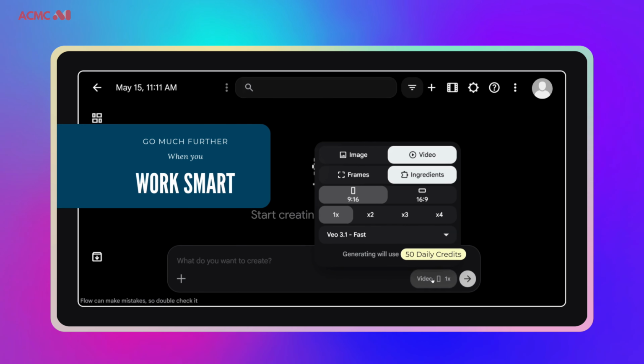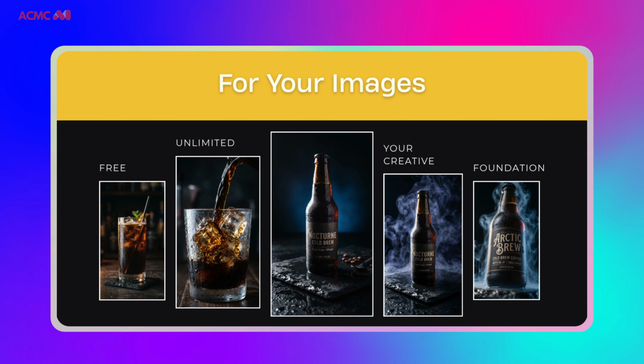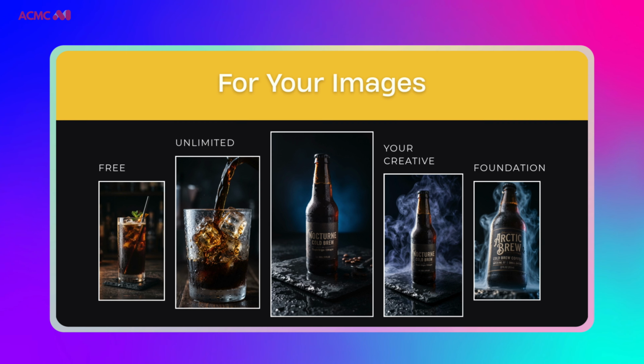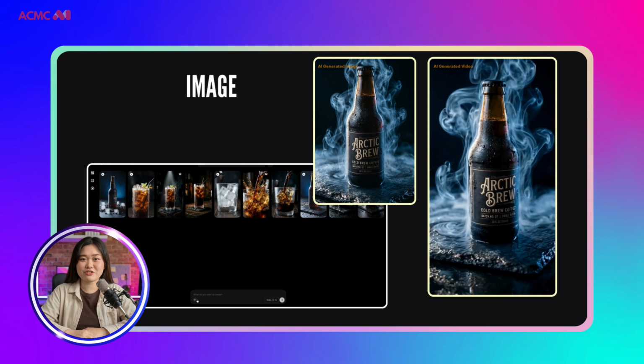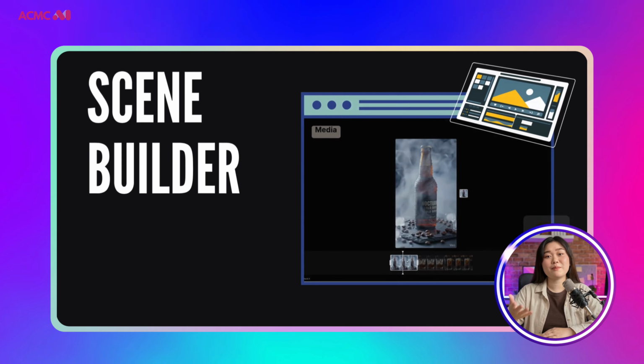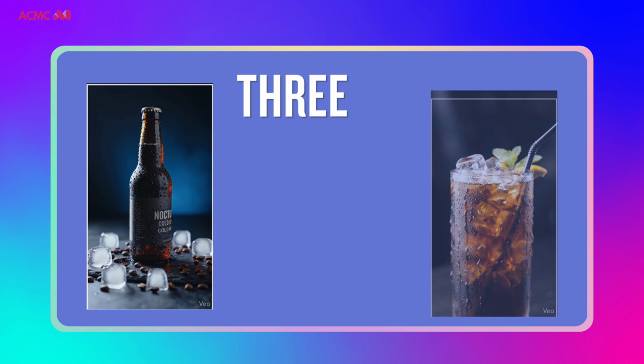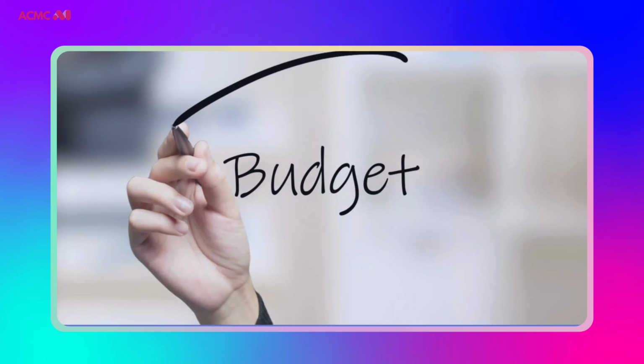Quick credit tip. Always test a shorter video clip first, refine the prompt, then generate full quality. Your 50 daily credits go much further when you work smart. And that is the full workflow. Nano Banana for your images. Free, unlimited, your creative foundation. Veo for video. Uses your image as an ingredient so every clip stays visually locked. Scene Builder to chain it all into one complete cinematic product ad. 3 scenes, 1 story, 0 production budget.